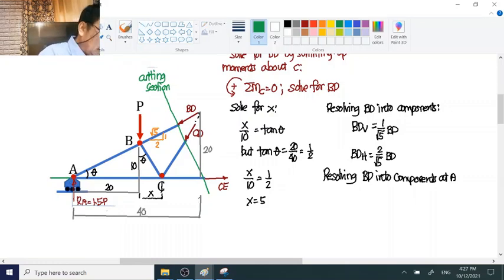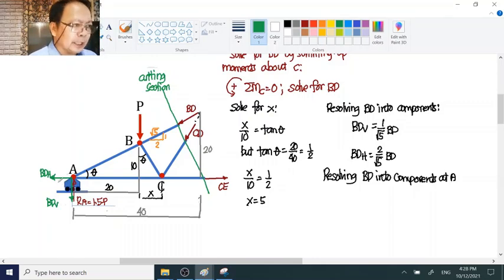Directed in the leftward direction. Okay? So, ito yung kanyang BDH, samantalang yung kanyang vertical component naman will be directed in the downward direction. Ito yung kanyang vertical component. Di ba? So, we have here BD vertical. So, itong BD ngayon, in-resolve natin dito.